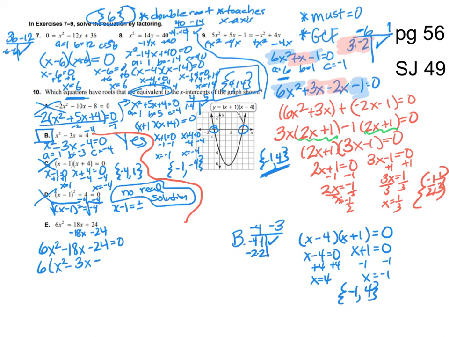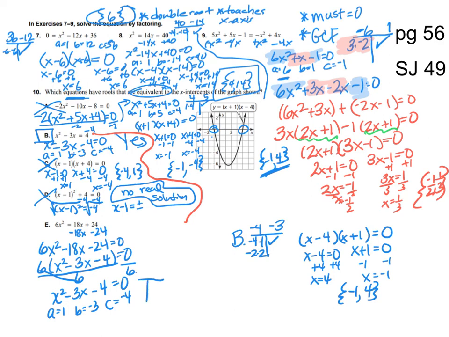We're dividing each of those by 6. I am going to get rid of that common factor. Remember, you can only do this when you are solving. So x squared minus 3x minus 4 equals 0. A is 1, B is -3, C is -4.